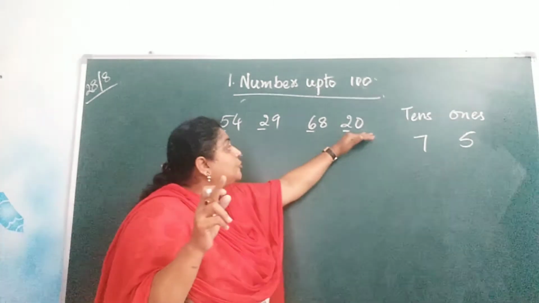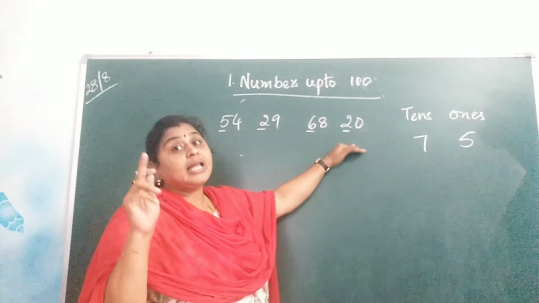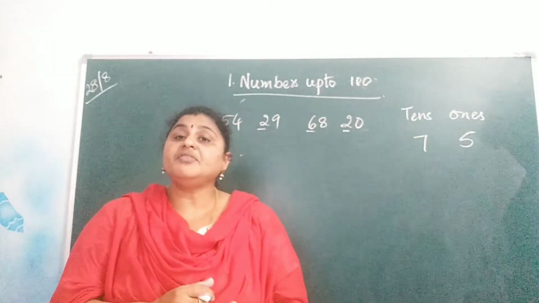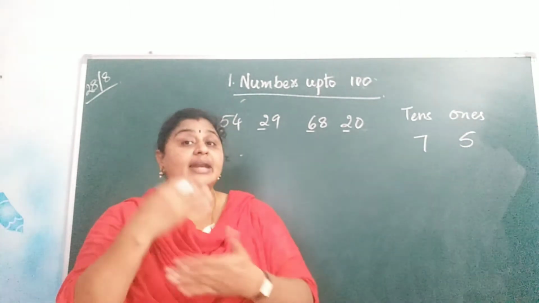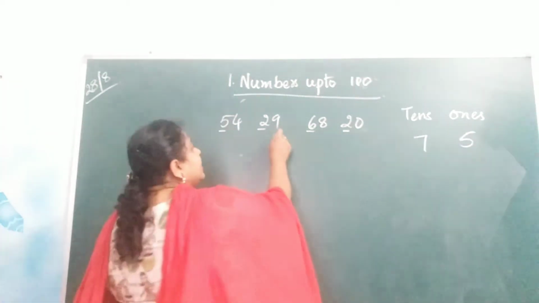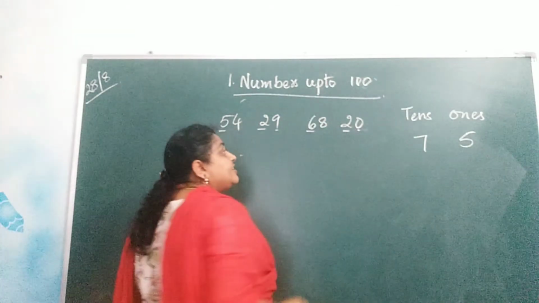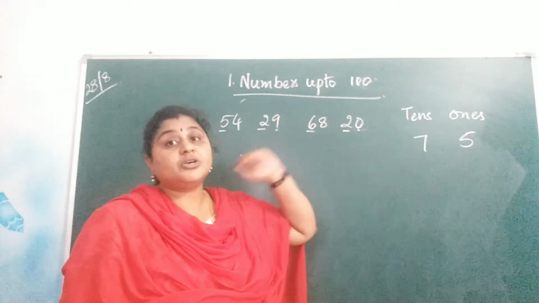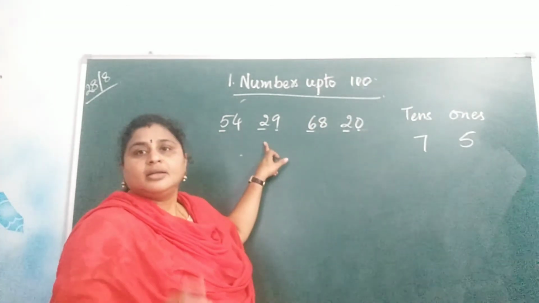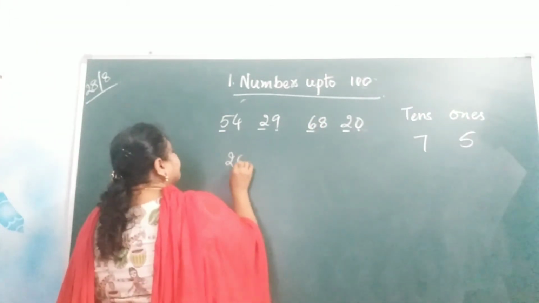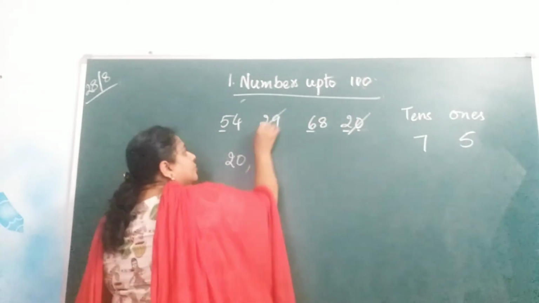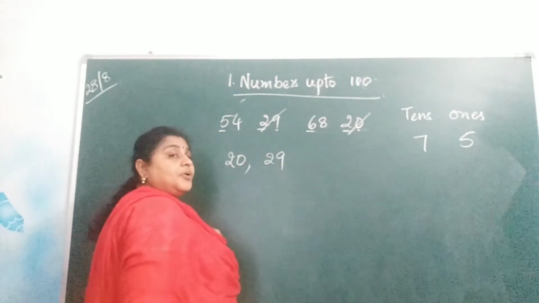2. But here we have 2 numbers that are starting with number 2. So when we have 2 numbers starting with the same digit, what are we going to do? We are going to compare the next digit, that is the digit in the ones place. So here 9 and 0. Which is smaller, children? Is it 9 smaller or 0 smaller? 0. It means should I write 20 first or 29? Very good. 20. Then I am striking out 20. The next 29. I am striking out 29 also.